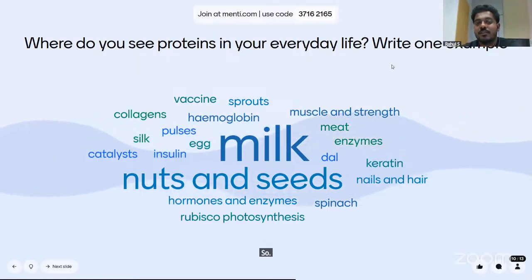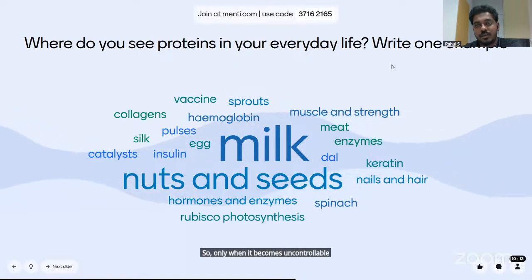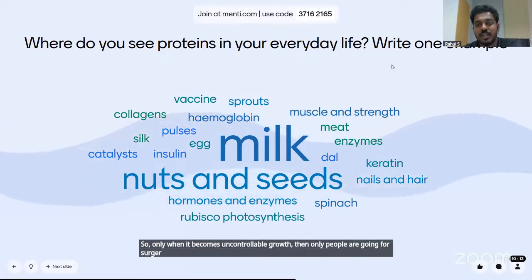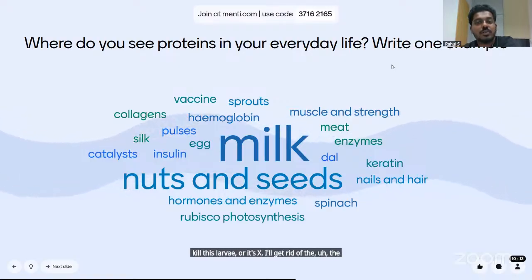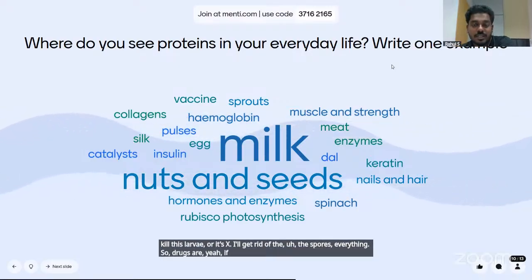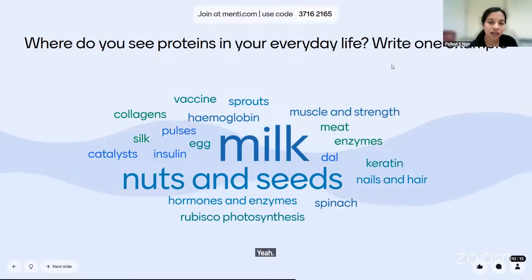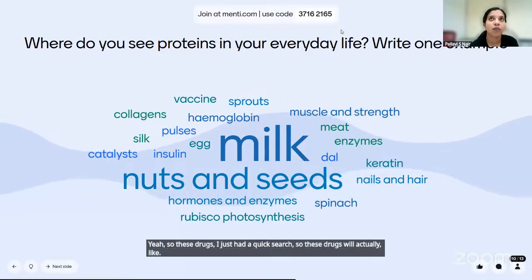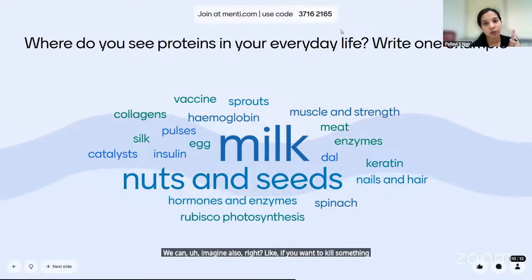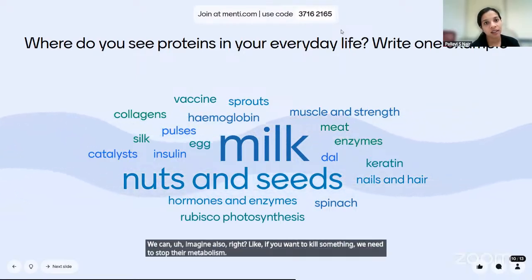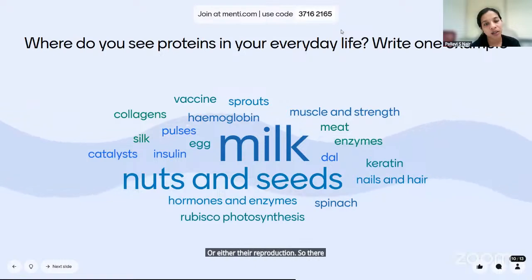Only when it becomes uncontrollable growth, then people go for surgery and all. Before that, there are drugs which can kill these larvae or their eggs or get rid of the spores, everything. If you search it, it is available. I just had a quick search. These drugs, we can imagine also, right? If we want to kill something, we need to stop their metabolism or their reproduction. So there are particular drugs which can do this.